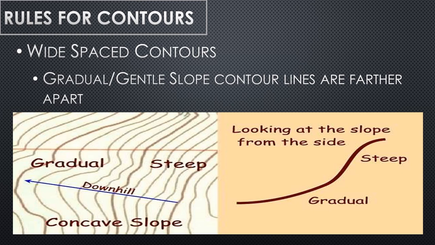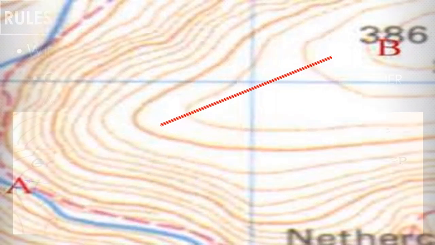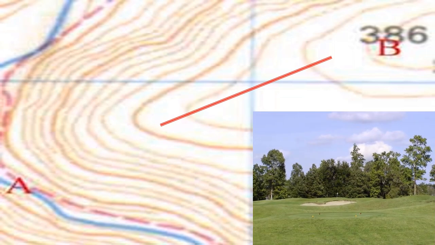Widely spaced contours are gradual or gentle slopes, and are farther apart. If they're further apart, it means that the slope is much easier to go up as opposed to the other one. So if we are going from here to here, we see very wide contour lines, which means we have a very gentle, gradual slope, not unlike this golf course.